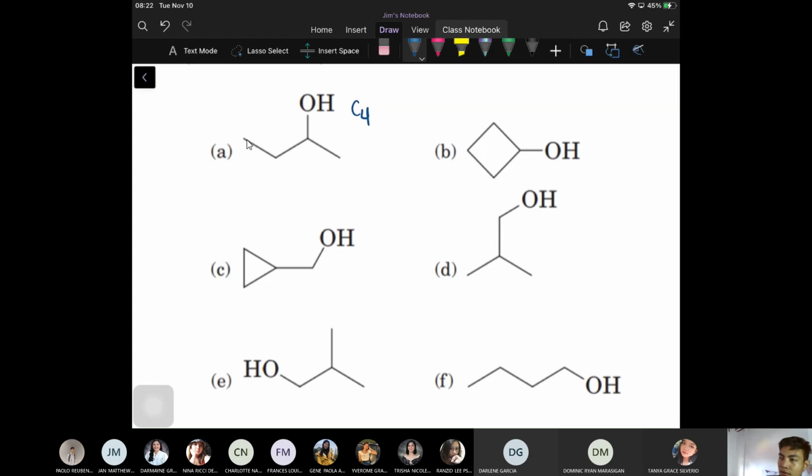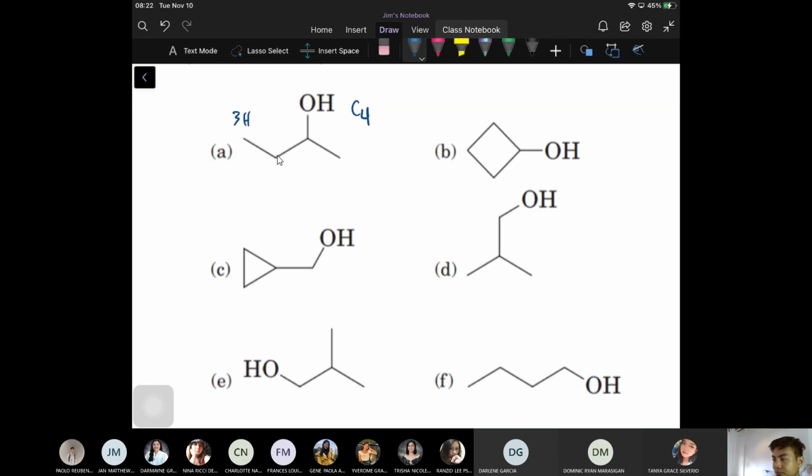So, since isa lang yan, 4 bonds minus 1, ibig sabihin may 3 bonds pang pwede. Yung 3 bonds na pwede, that will be dedicated to hydrogens. Na? So, naka-hydrogen yung at bonds dito. So, we have 3 hydrogens here.